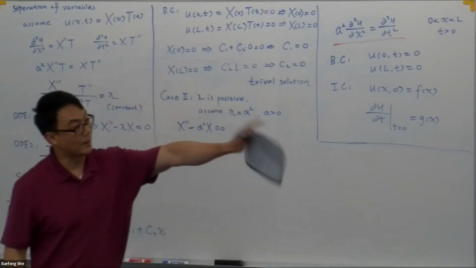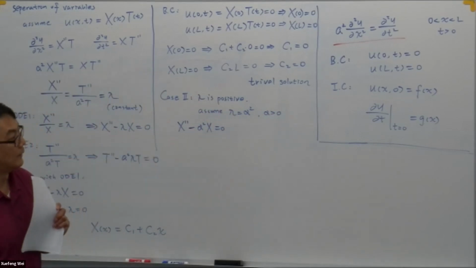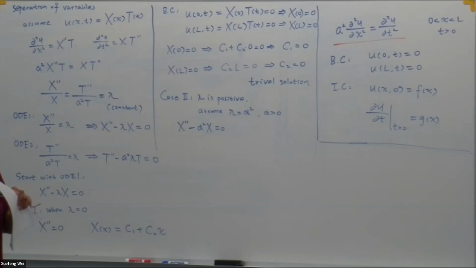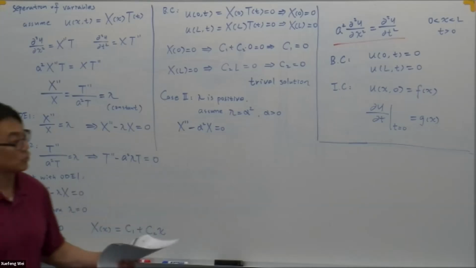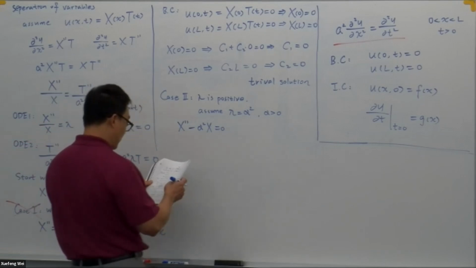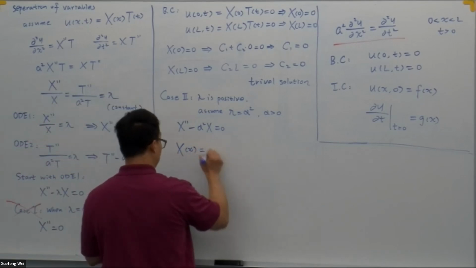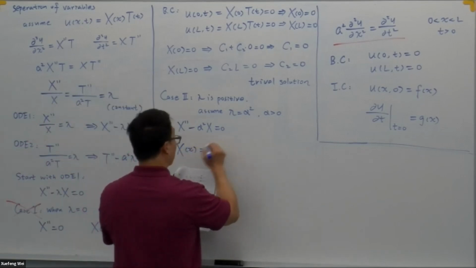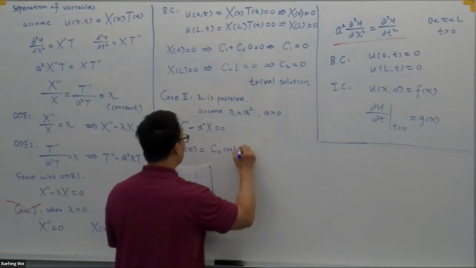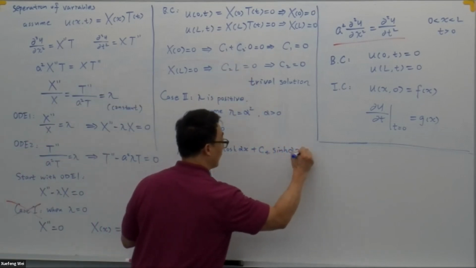Based on that table, which one should we use? You should use the third one. Should we use exponential form or hyperbolic sine and cosine form? Hyperbolic. Okay, let's use hyperbolic sine and cosine form. So we have x equal to, I already used C1, C2, so I use C3 cosh(alpha x) plus C4 sinh(alpha x).